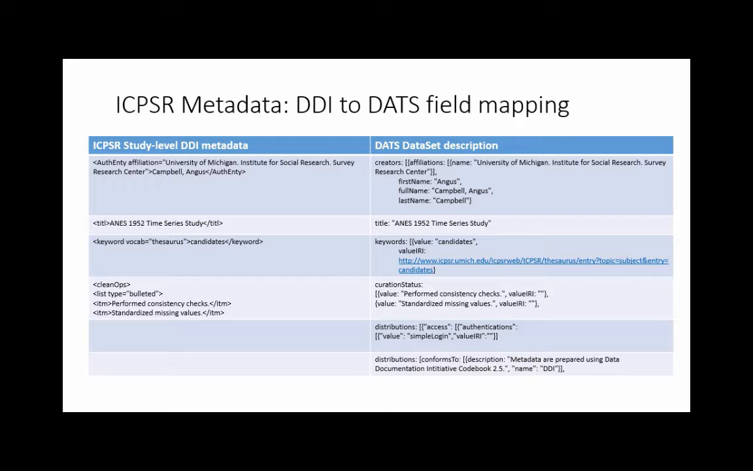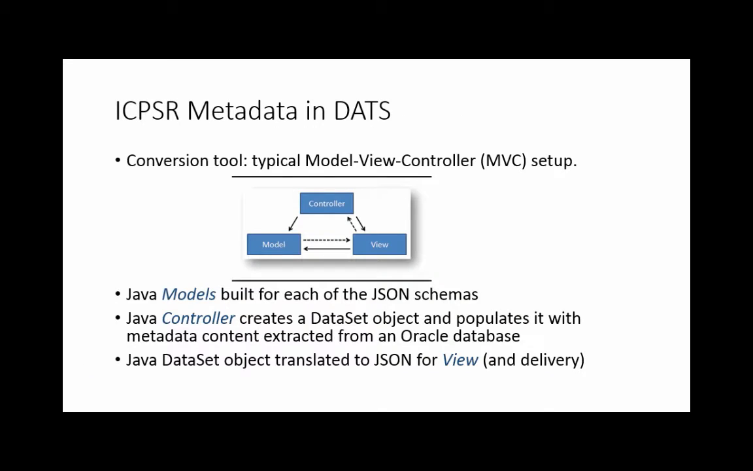But several elements weren't contained within our DDI metadata, and so we went in and described those separately. You can see, for instance, value, authentication, simple login is one example. And so it was a process of looking at our existing DDI metadata, mapping that over, and then adding information that wasn't there within the files. It's a pretty straightforward process. This just shows how we bundle that existing metadata from our Oracle databases and make it available in this JSON format for the DATS metadata.